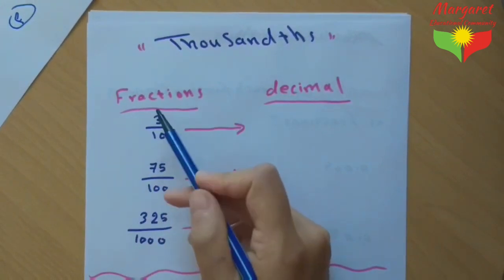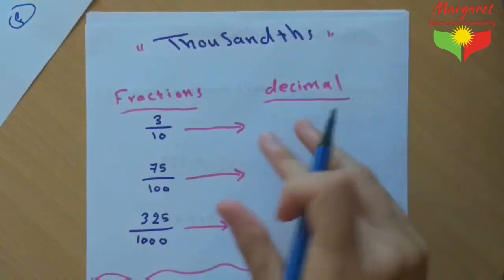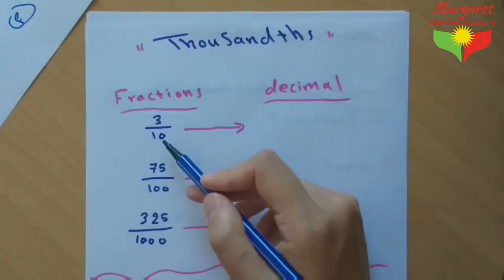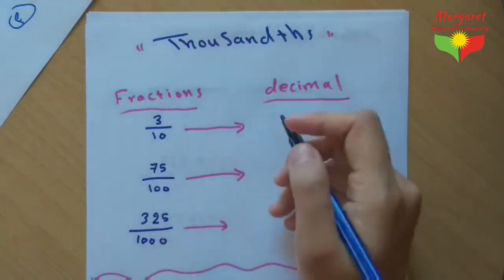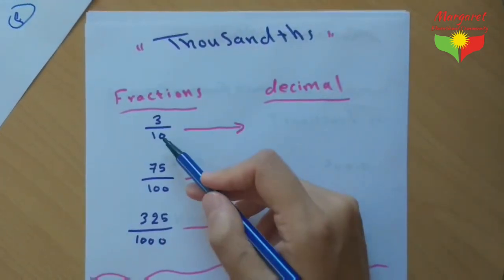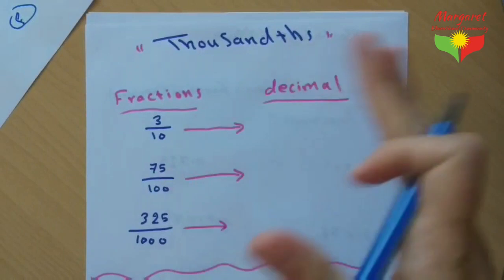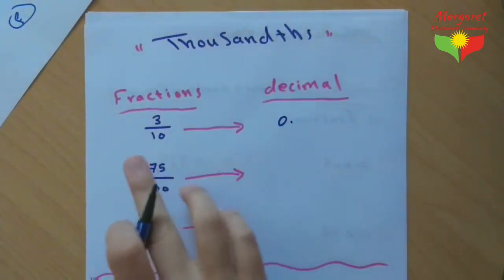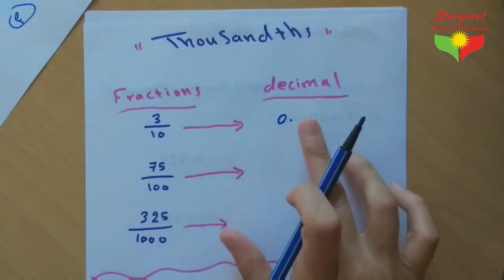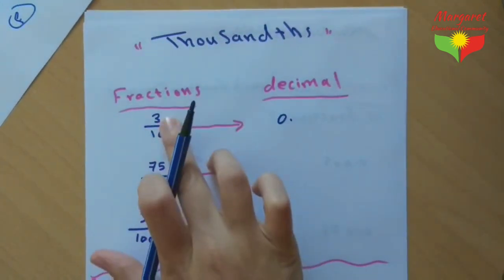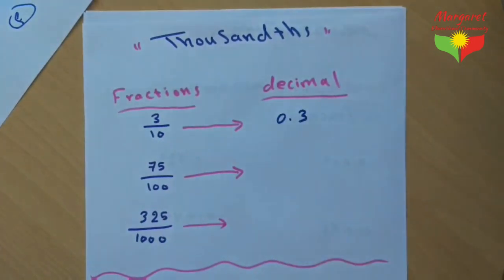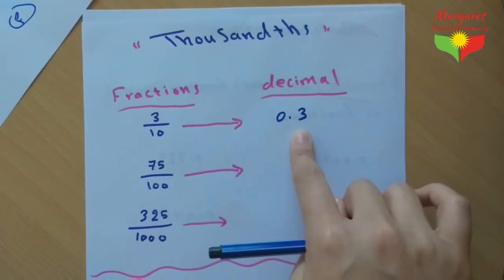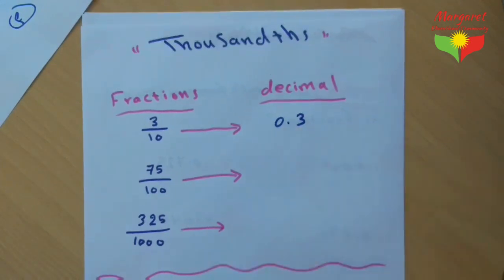How do we read this fraction, 3/10? To change it into a decimal number, because the denominator is 10, you must write a 0 and a decimal point, and always after the decimal point you must write the numerator. Reading it this way, 3/10, or another way, 0.3.